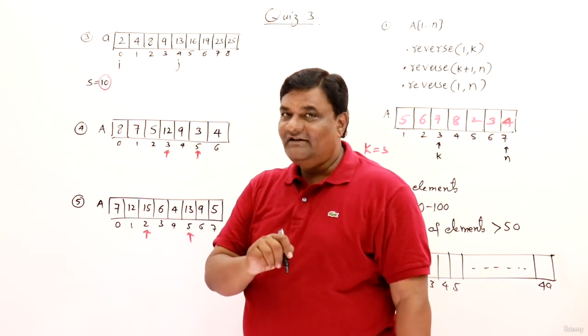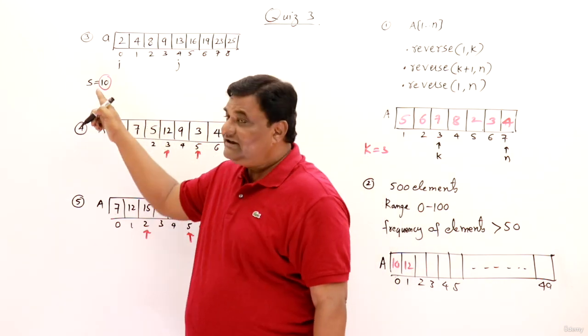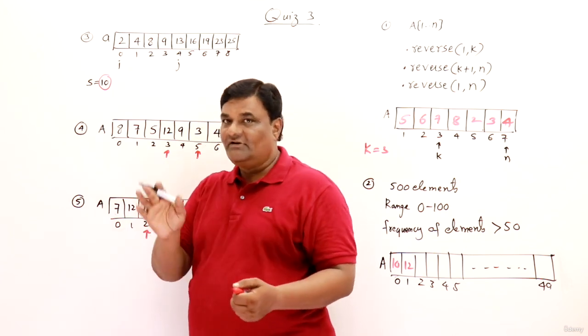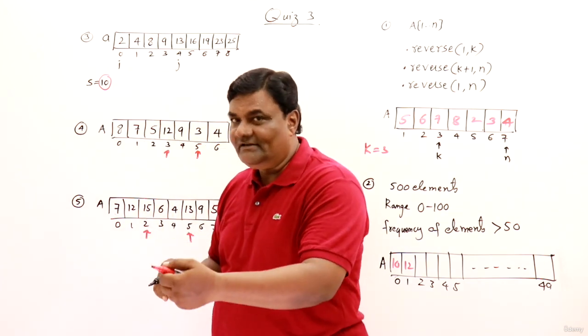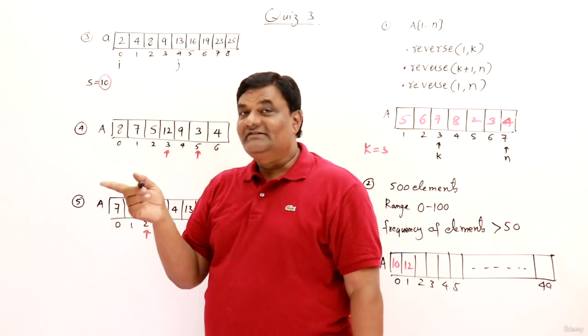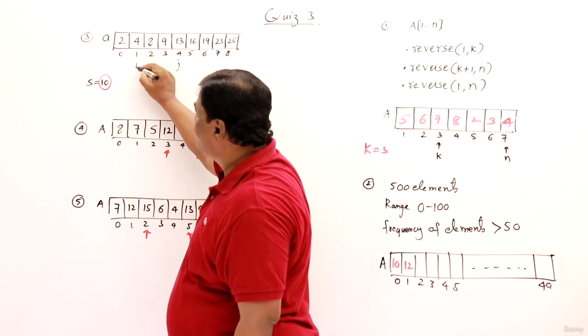It's not equal. Then move which one? If you move j, the difference will be greater than 10 only. No, we want equal to 10. So now it is greater. So move what? i. So it means if the difference is greater than s, move i. If it is less than s, then move j. So move i.